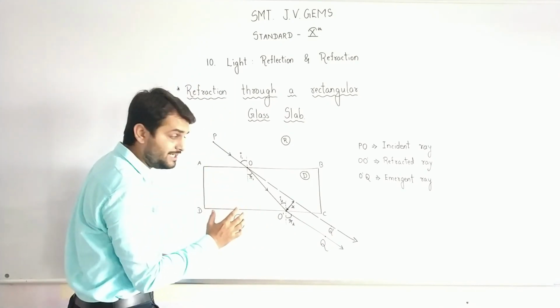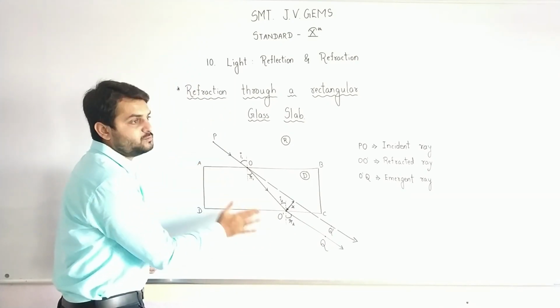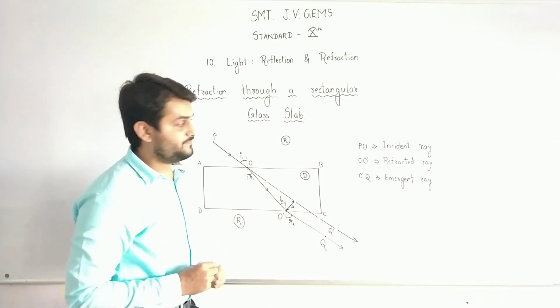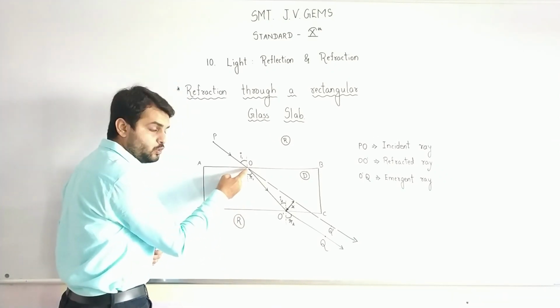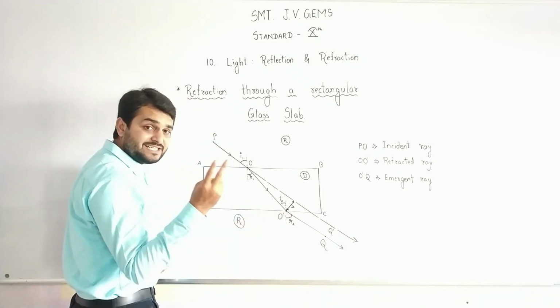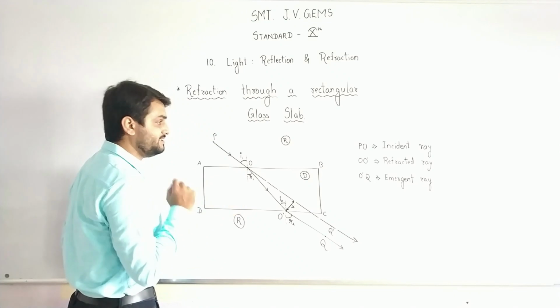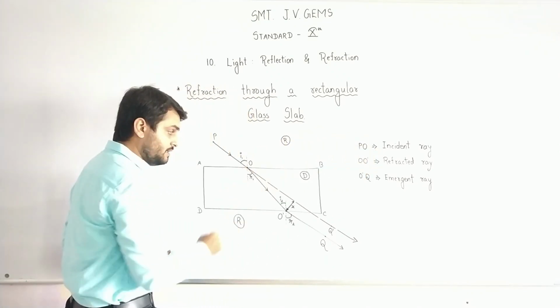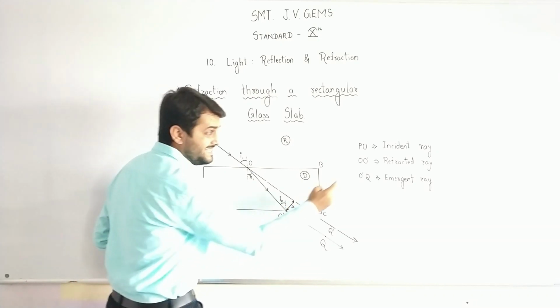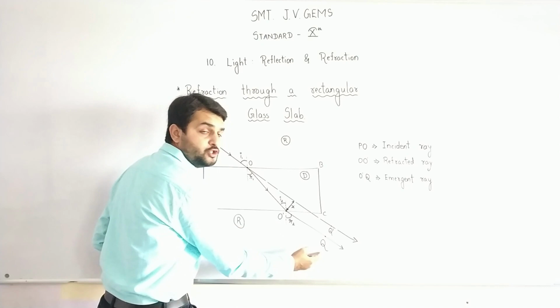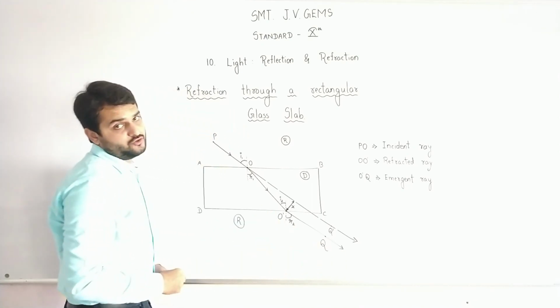Now here you can see that because of the change in medium twice, the refraction takes place twice. At this point O, the first refraction takes place. And at point O prime, the second refraction takes place. Once again, see, PO is an incident ray. Now OO prime is a refracted ray. And from O prime to Q, that is the emergent ray.